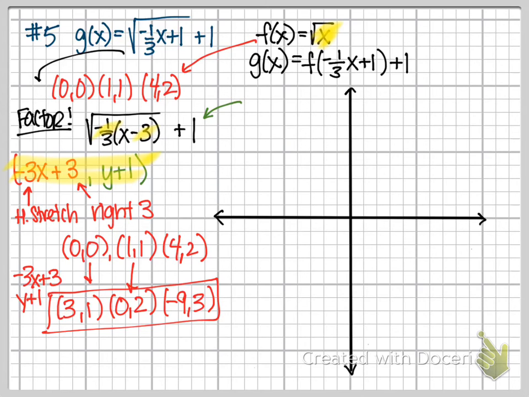I'm going to go ahead and graph this on here. So 3, 1, 0, 2. And negative 9, 1, 2, 3, 4. Here's negative 5, 6, 7, 8, 9, 3. And that would be my final graph here. So that's one option for graphing, taking those coordinates and changing them.